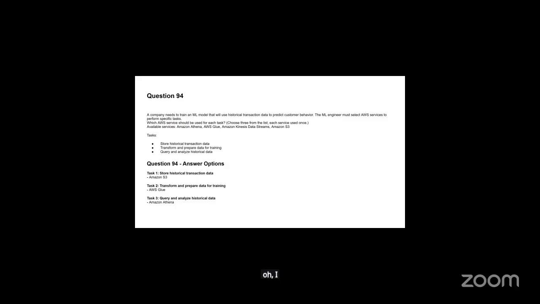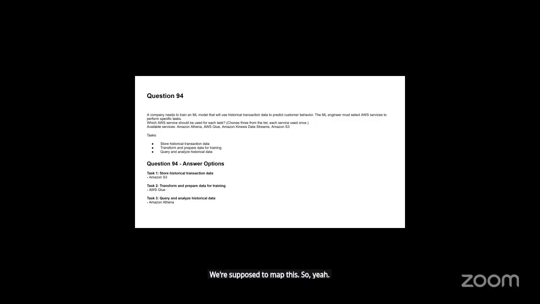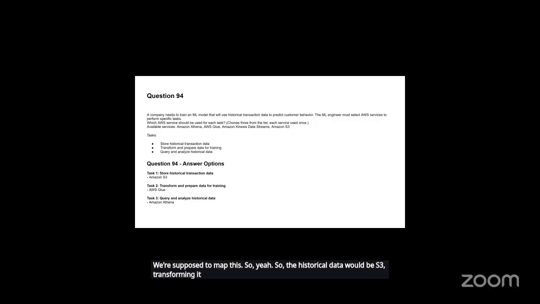Oh, I think I forgot the images for this. Let's see. Okay. So you're supposed to map this to this. That's what makes sense. So the historical data would be S3, transforming it, ETL, would be Glue, querying would be Athena.